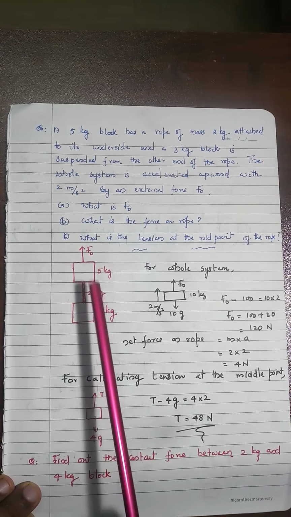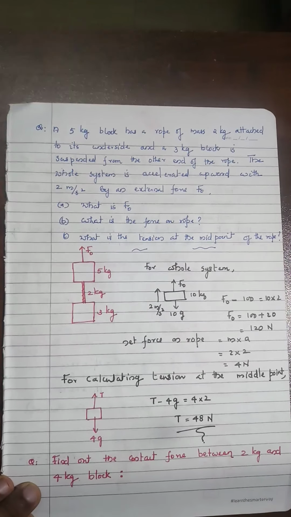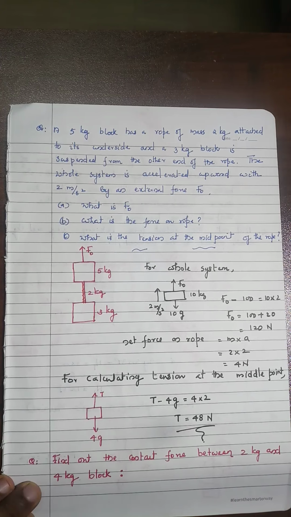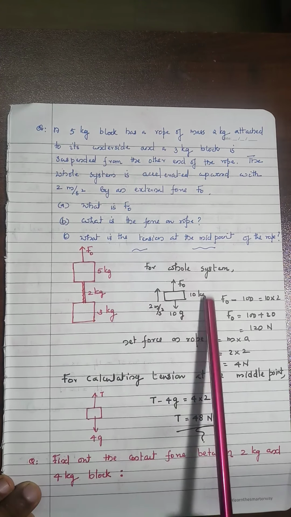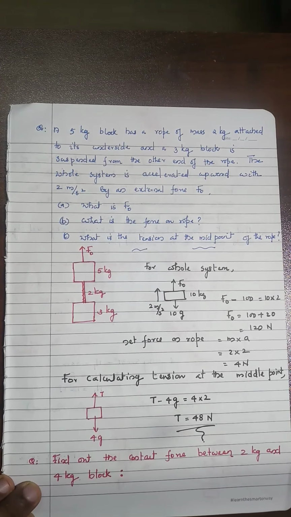The second question is so simple. What is the force on the rope? The mass of the rope is 2 kilogram. The system must move with an acceleration of 2. So simple, M into A.